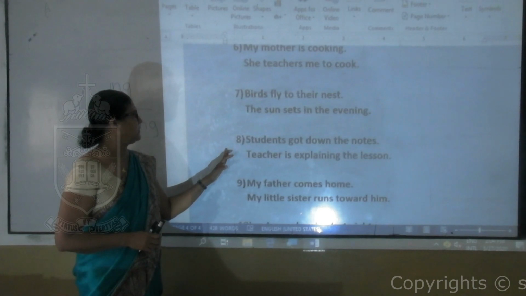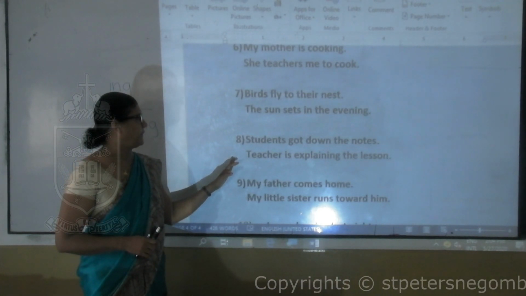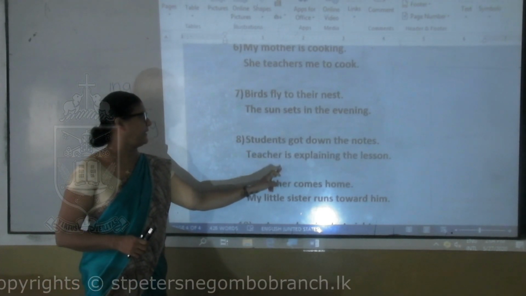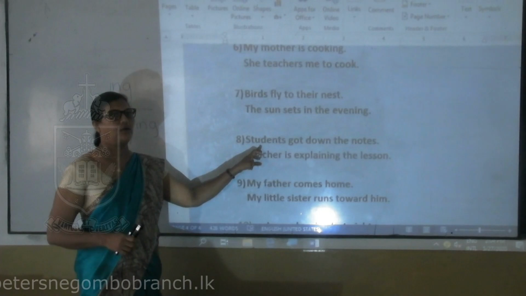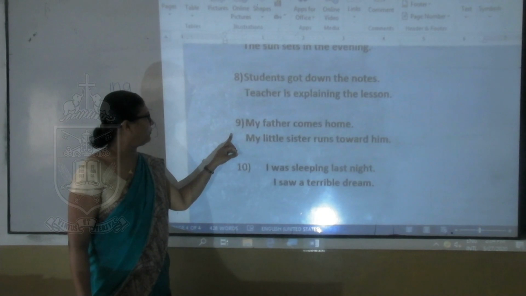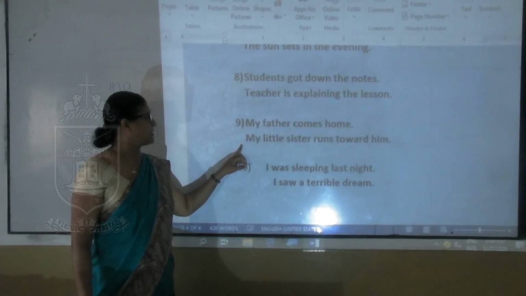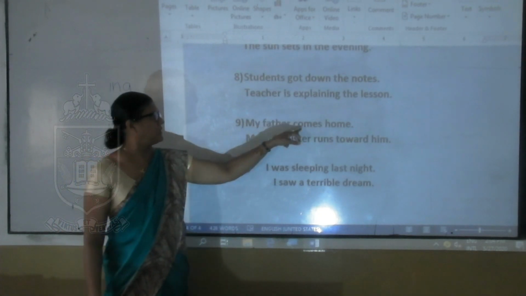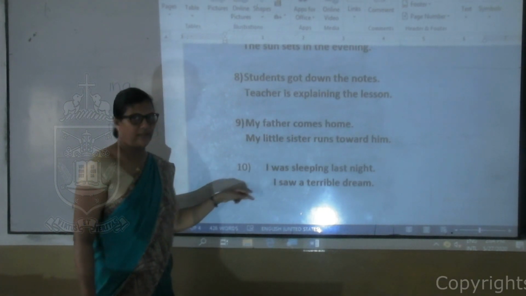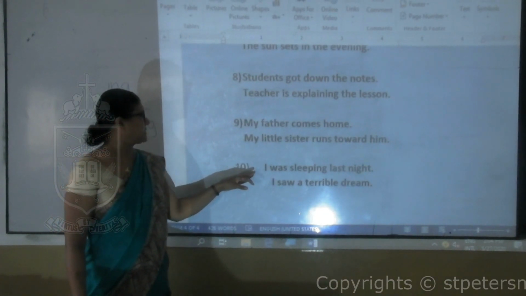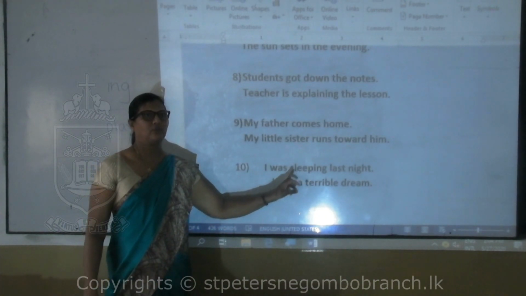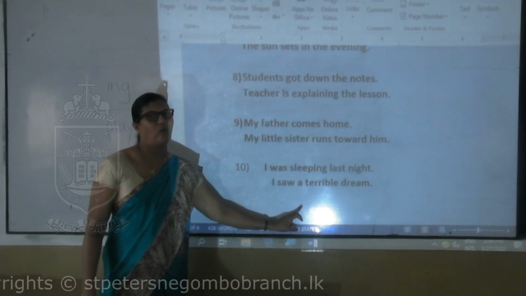Students jot down the notes. Teacher is explaining the lesson. Teacher is explaining. While the teacher is explaining the lesson, students jot down the notes. My father comes home. My little sister runs towards him. Here, these are also simple tense. So combine these two with when. I was sleeping last night. I saw a terrible dream. Continuous. So combine these two with while.